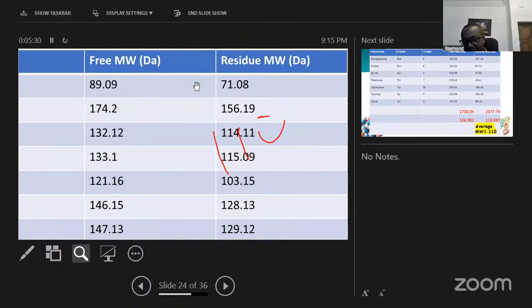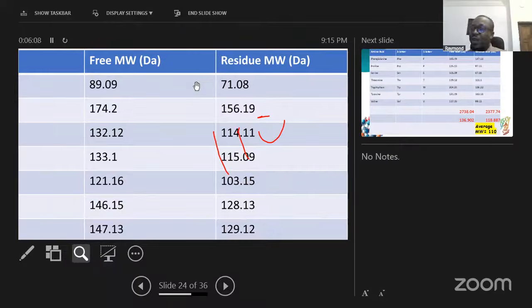Subtract 18 from 89.09. We subtract 18, what do we have? We have 71. So where is the 18 coming from? 18 is coming from the water that has been lost, that water molecule. Remember, it's 2 hydrogen, which is 2, plus 16 of oxygen. That's why we have 18.